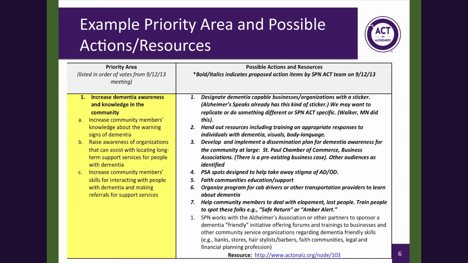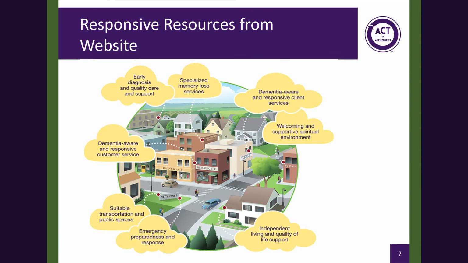Other examples that a community might do under this particular goal is to offer special trainings to faith communities and education and support, to organize a program for cab drivers or other transportation providers to learn about dementia so when they're serving people with cognitive impairment, they can effectively interact and support them. These are just a few examples of the responsive actions. Other responsive actions can be found on the ACT website under the Communities tab.